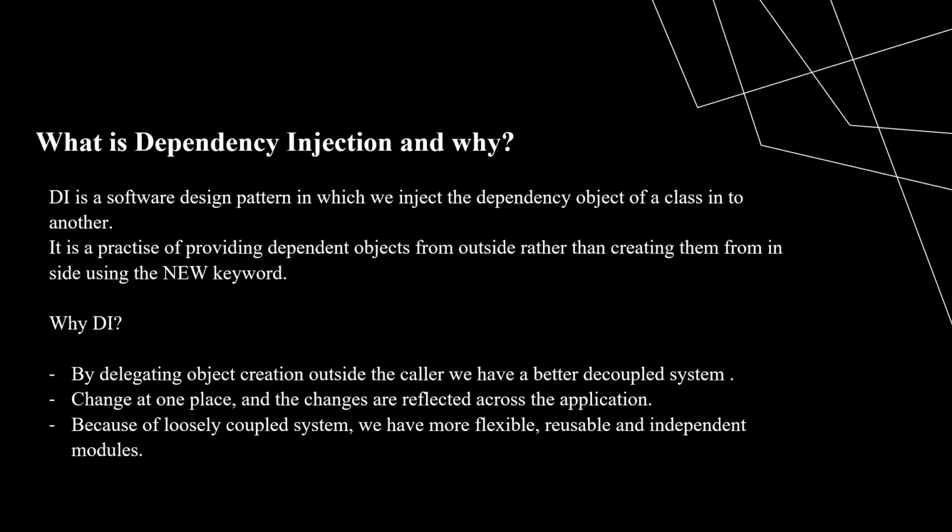What is dependency injection? And why? DI is a software design pattern in which we inject the dependency object of a class into another. It is a practice of providing dependent objects from outside rather than creating them from inside using the new keyword. Why DI? By delegating object creation outside the caller, we have a better decoupled system. Change at one place, and the changes are reflected across the application. Because of a loosely coupled system, we have more flexible, reusable, and independent modules.